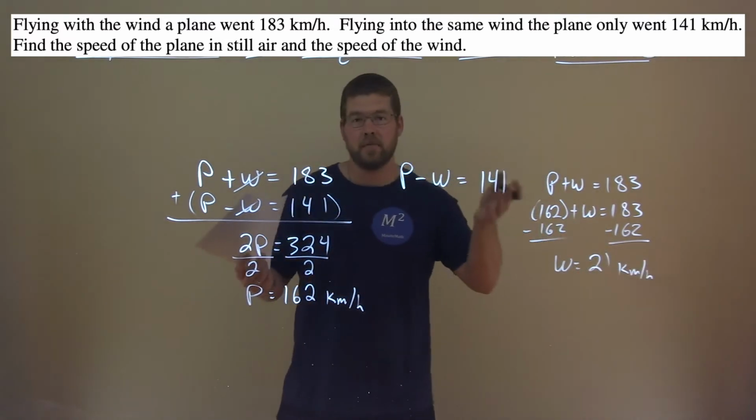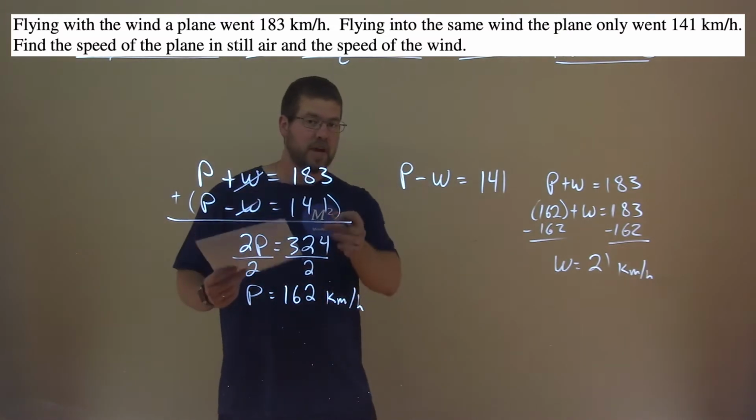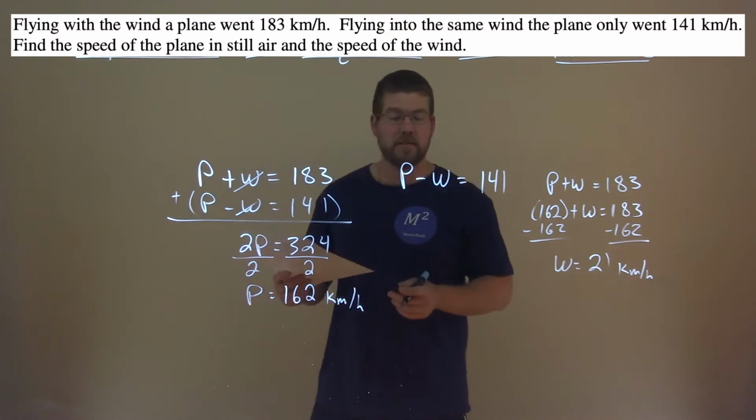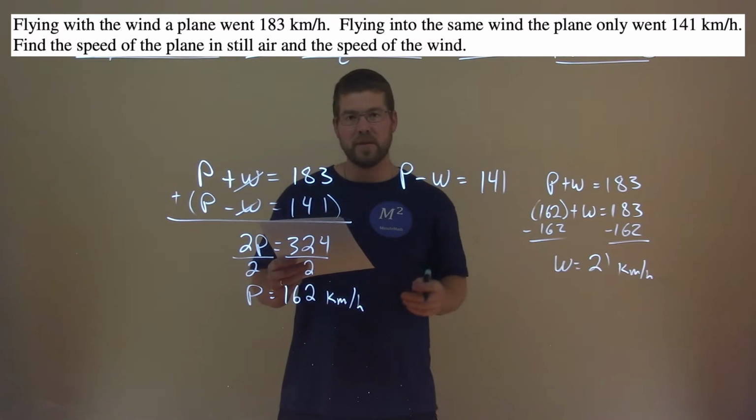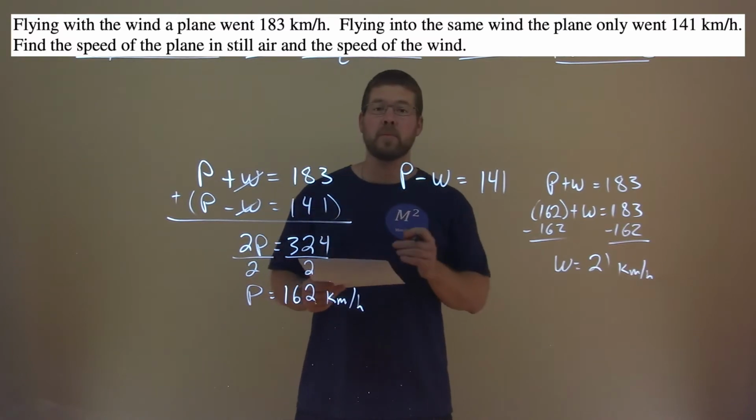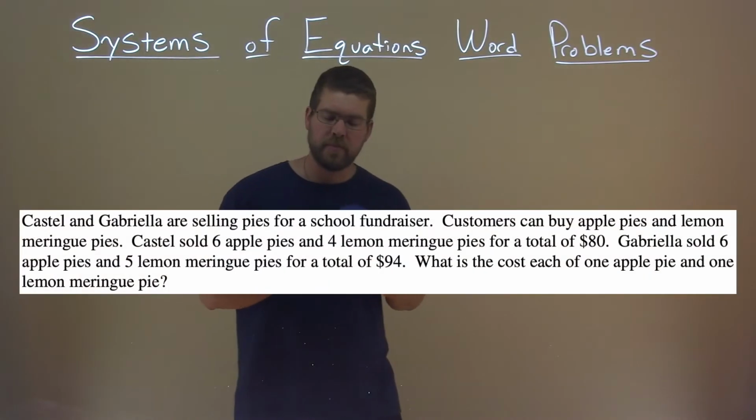So there we have our final answer. The plane's base speed is 162 kilometers per hour, and the wind speed is 21 kilometers per hour. We're given this problem right here.